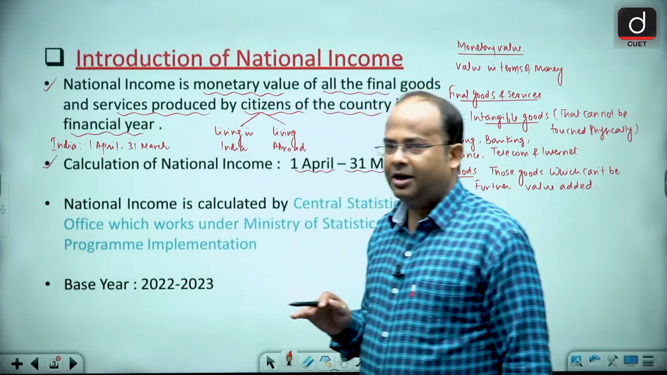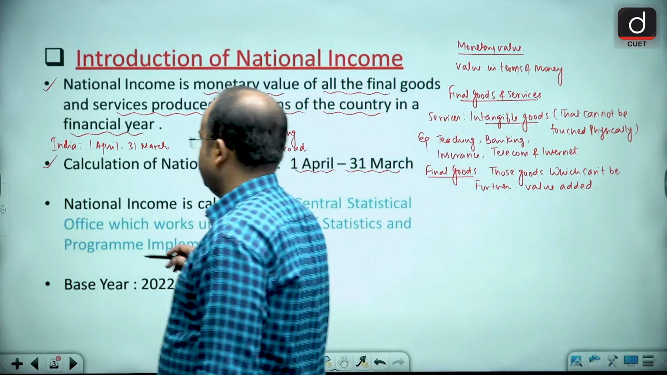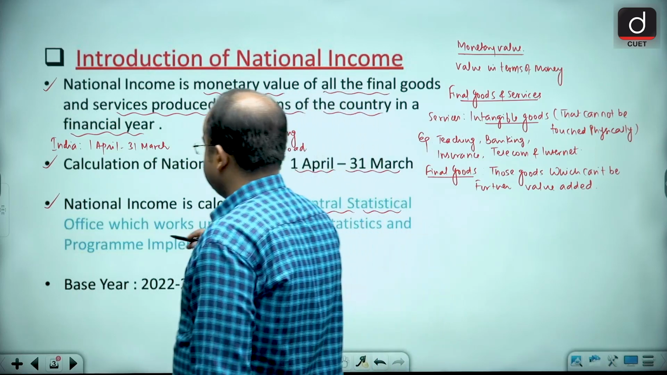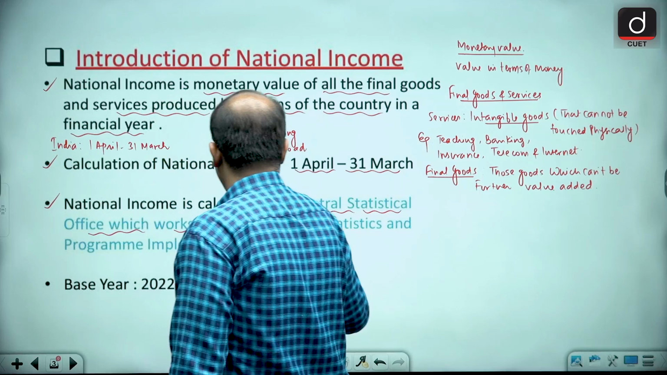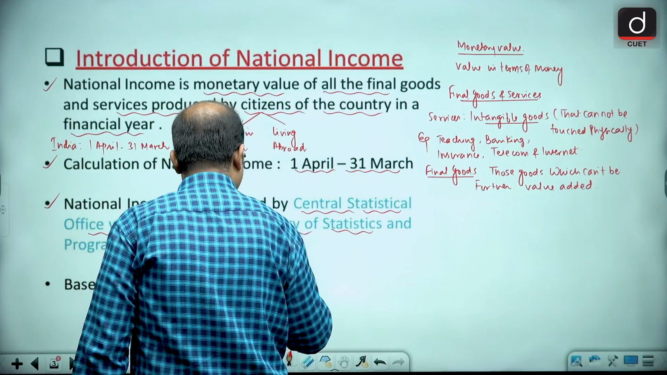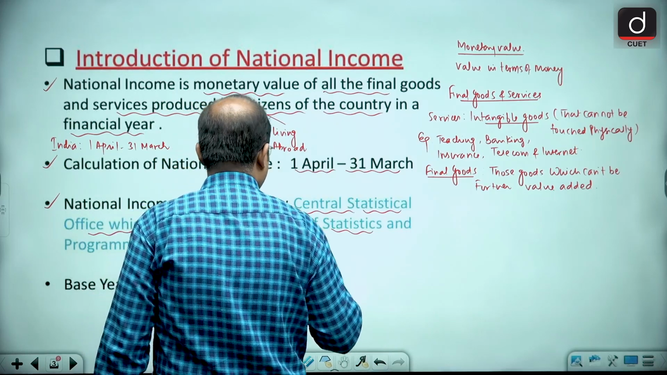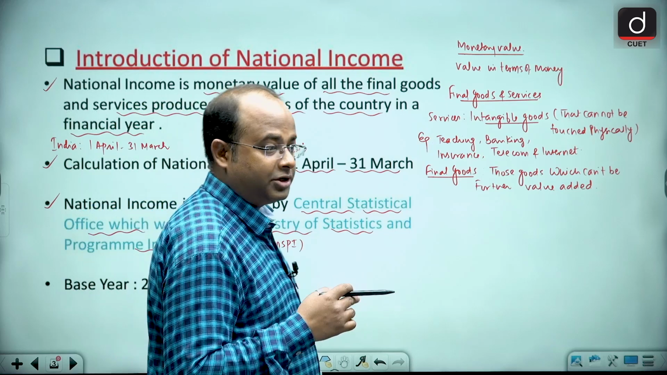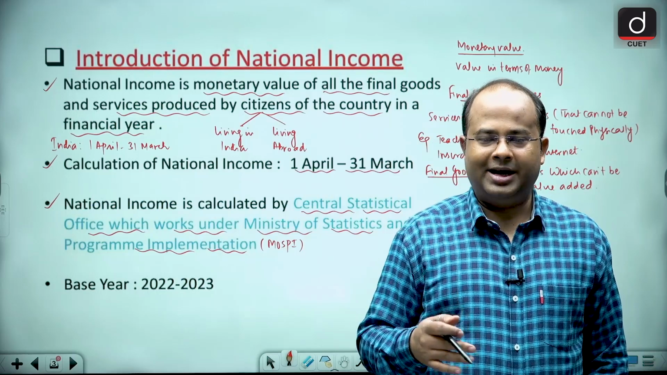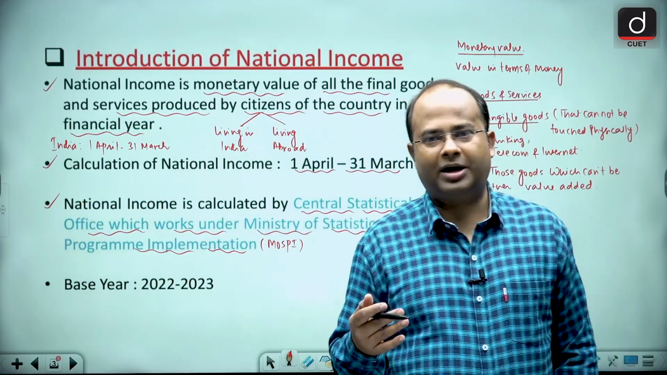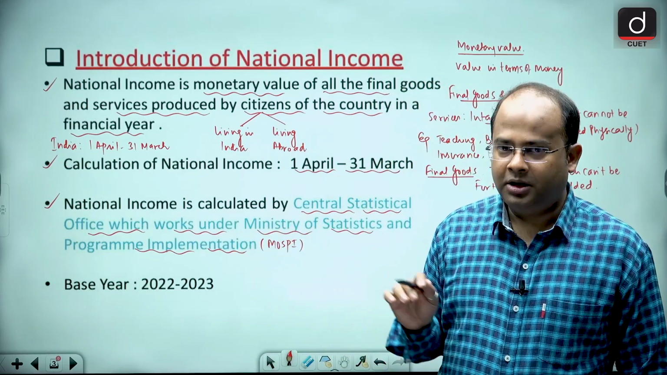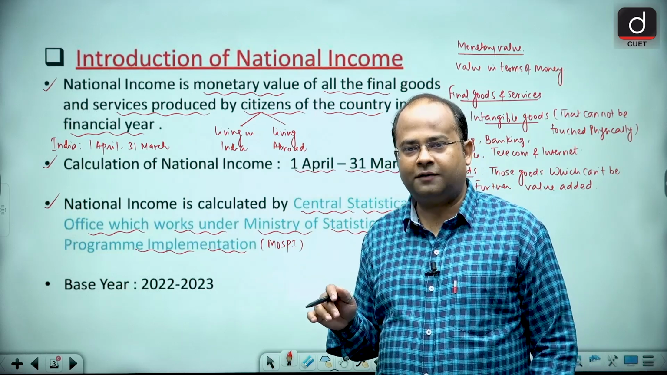Now, which authority calculates the national income? National income is calculated by the Central Statistical Office, that is called CSO, and that works under the Ministry of Statistics and Program Implementation. This is called MOSPI. So the Ministry of Statistics and Program Implementation is the ministry that calculates the national income, and under it, it is done by the Central Statistical Office.